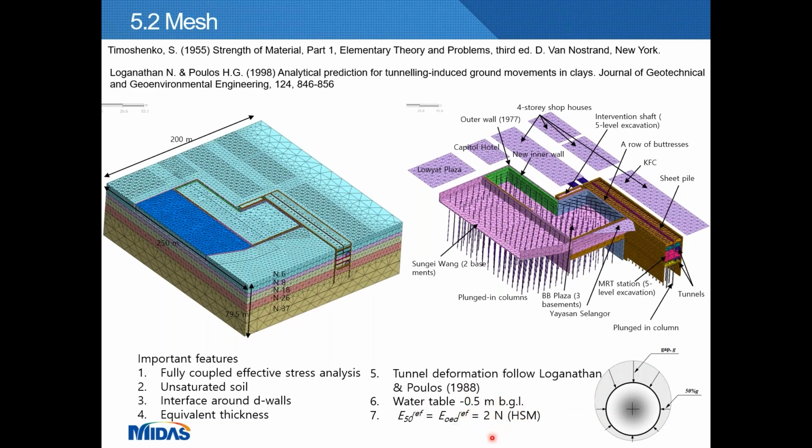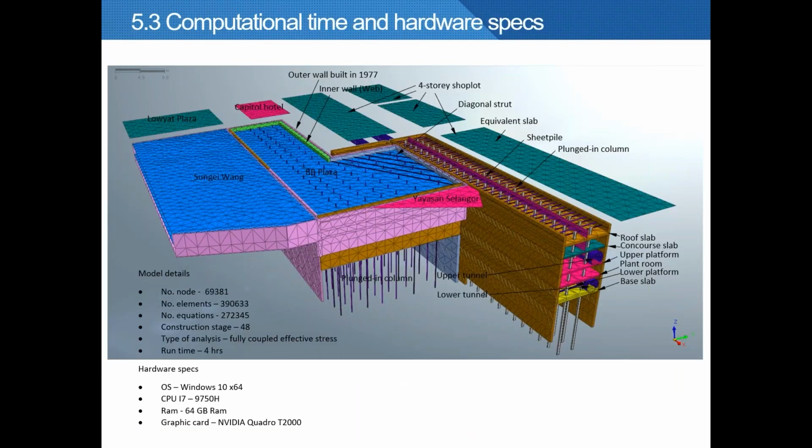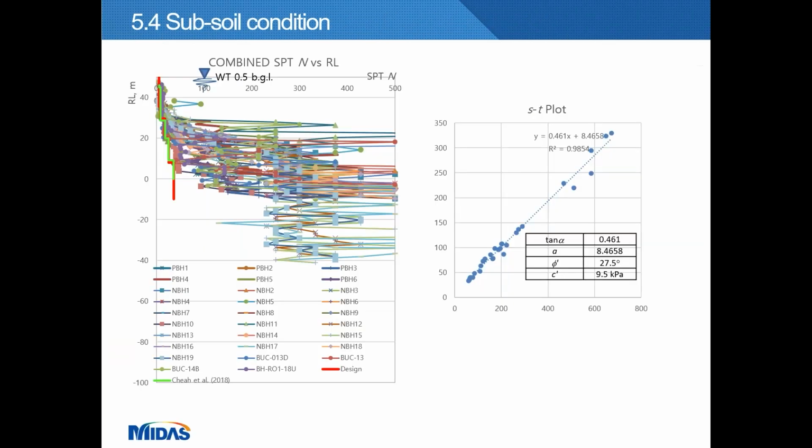We use the hardening soil model to model the residual soils. This is a very established correlation for the E50 that we use in Malaysia. The computational time for this model is about 4 hours. This is a plot of SPT N value for all the boreholes. We adopted the lower bound value for analysis. The ST plot suggested that the shear strength of the residual soil is 27.5 degrees in friction angle and 9.5 kPa in cohesion. The water table is 0.5 m below ground.